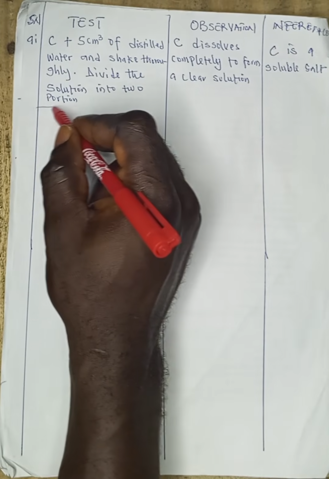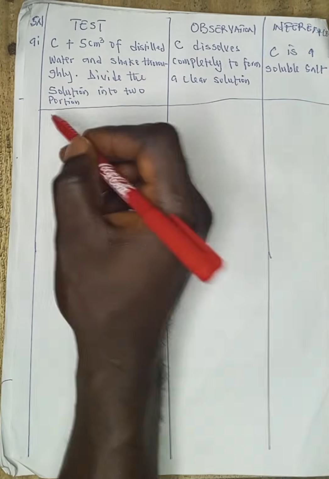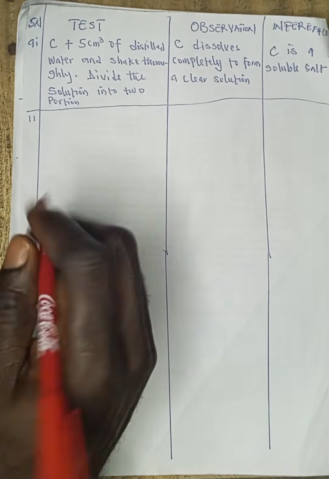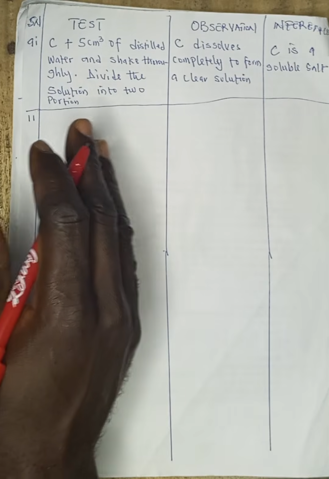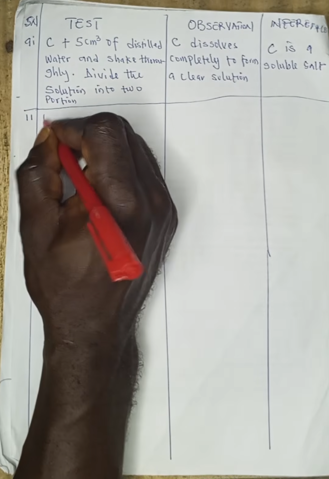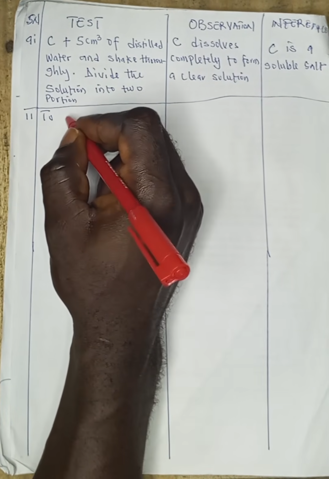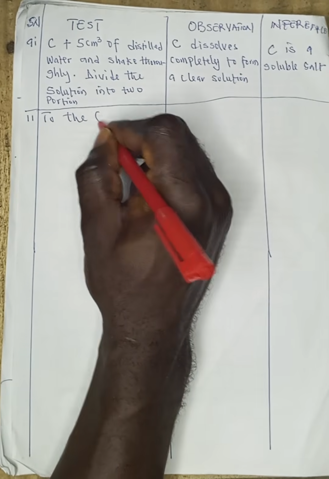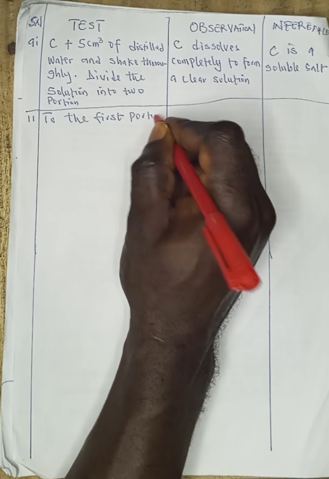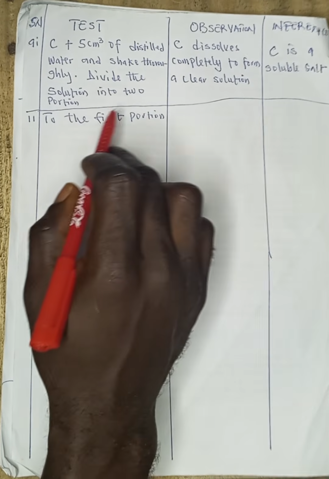You are asked to rule a line. Under (ii), remember, this is exactly what NECO has given. Okay, this side is the side that you are asked to fill. Are you following? So just take note of what I am teaching now. To the first portion, because you are asked to divide the solution into two.